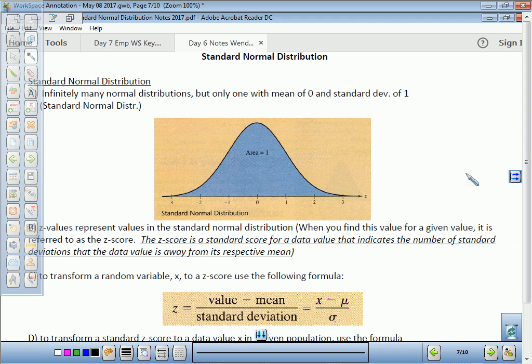So how do we shift something back? We would subtract. So if the mean was 70 and we wanted to shift it back so that the mean becomes 0, we would subtract that mean.